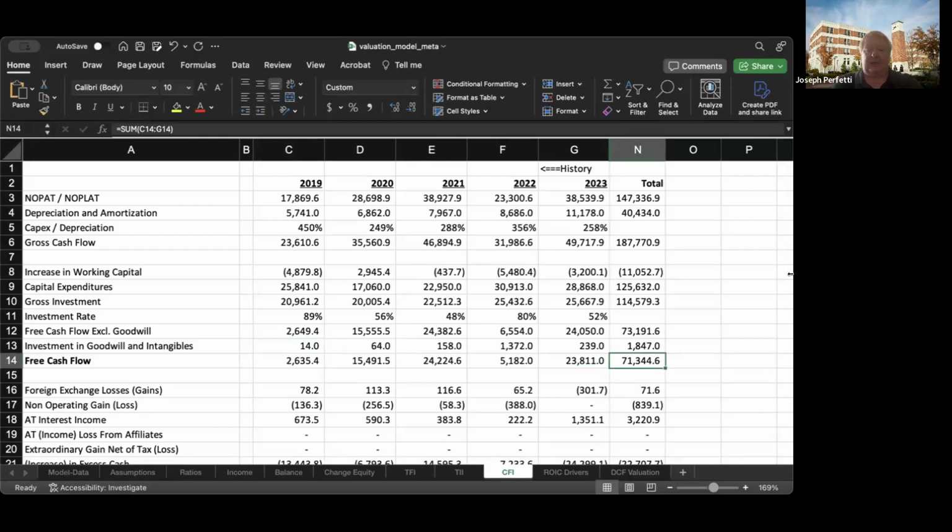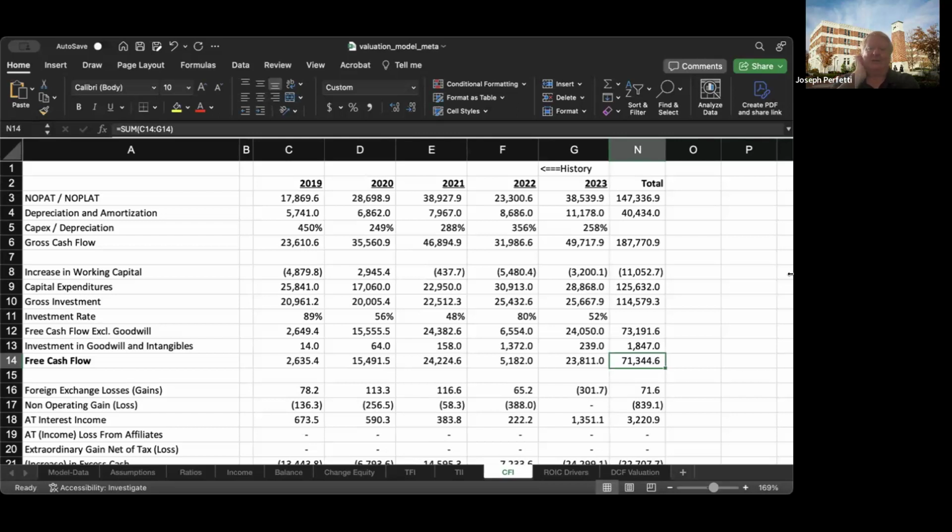Okay. And the question is, how did they do it? Well, they generated almost 188 billion of gross cash flow over the 5 years, peaking with a 49.7 billion gross cash flow in 2023. Okay. But again, it wasn't a straight line. In 2019, it started at 23.6. It peaked in 2021 at about 47 billion, fell to 32 billion in 2022, and then rebounded to almost 50 billion in 2023. Okay. So really 2022 was a tough year for Meta.